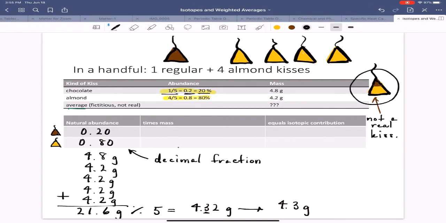Okay, and then I'm going to multiply it times the mass. So just plain chocolate would be 4.8 grams. And chocolate with almonds, 4.2 grams. So I'm going to multiply 0.2 times 4.8. And what do I get? Same idea here. 80% at 4.2 grams.